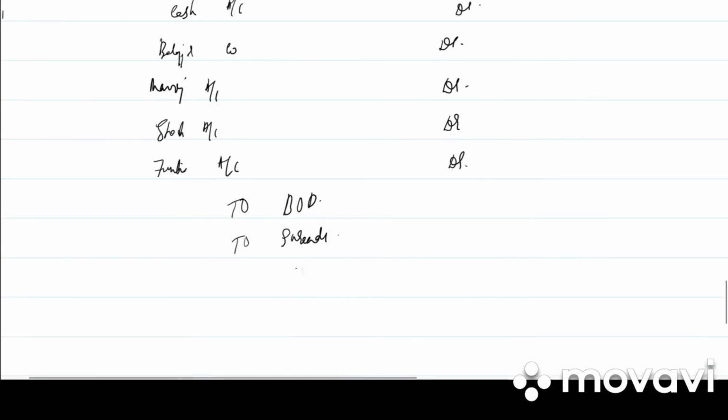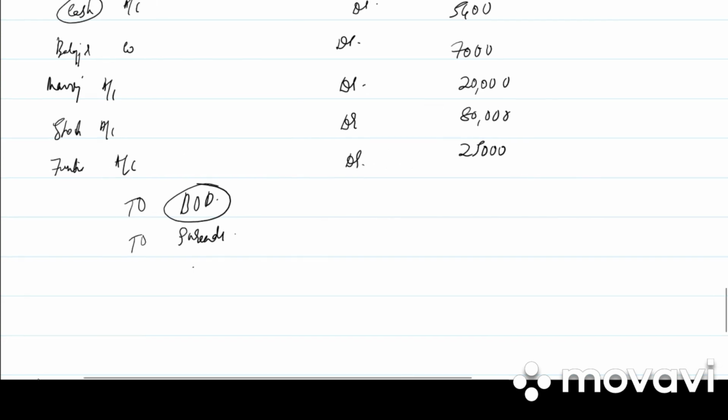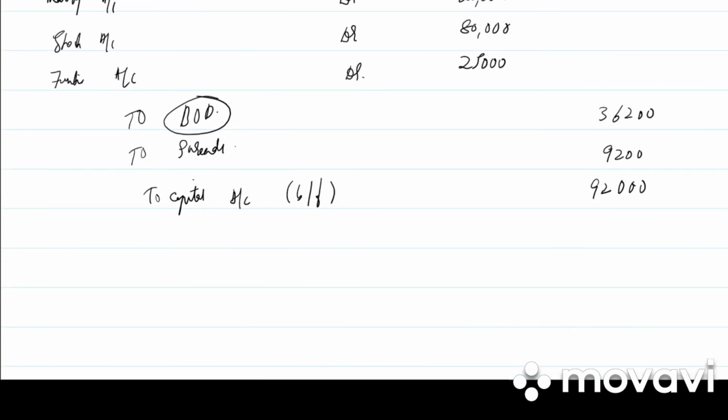Why are we writing cash and bank overdraft balance? Always remember in journal proper all the opening entries or the opening balances would be written. So what is the amount? Cash is 5,400, Balaji 7,000, Manoj is 20,000, stock is 80,000, furniture 25,000, bank overdraft balance is 36,200, Surendra is 9,200, and we have balancing figure. So that balancing figure is to capital account 92,000. Write the narration. Opening balance is brought forward from previous year's book.